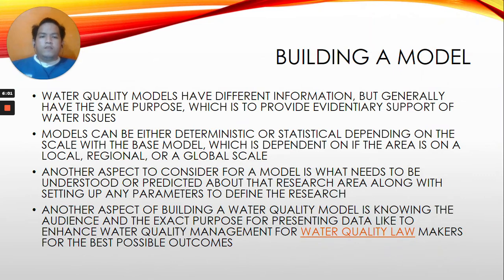So next is building a model. Water quality models have different information but generally have the same purpose, which is to provide evidentiary support of water issues. So all of it builds up to providing support for the water issues. Models can be either deterministic or statistical, depending on the scale of the base model, which is dependent on whether the area is on a local, regional, or global scale. Another aspect to consider for a model is what needs to be understood or predicted about the research area, along with setting up any parameters to define the research.